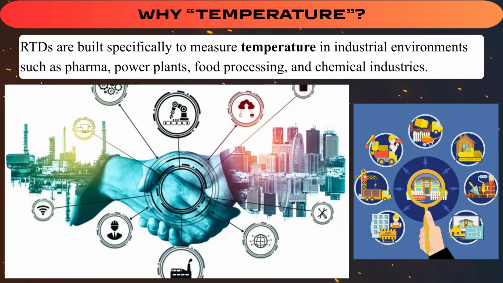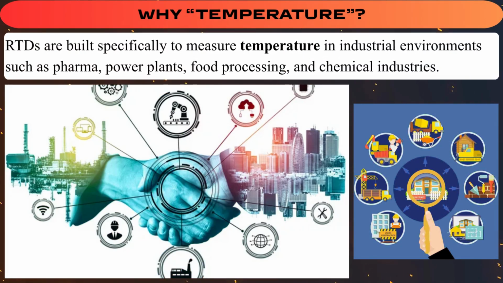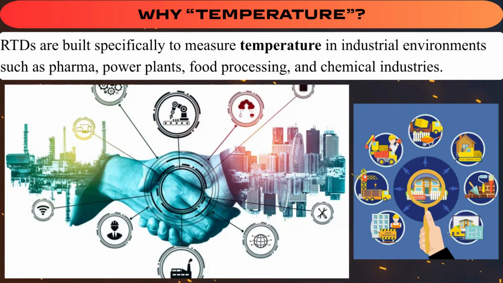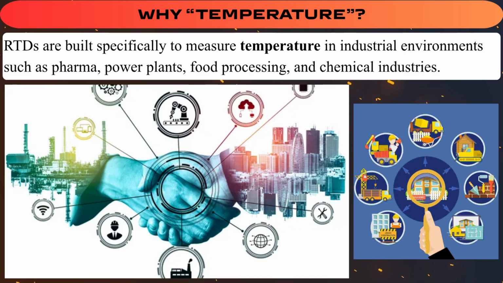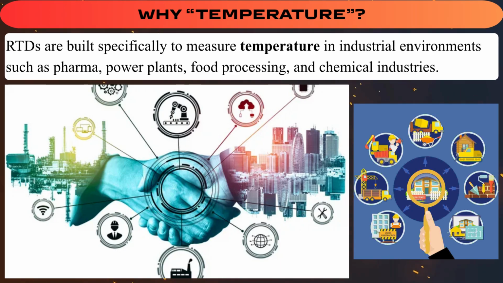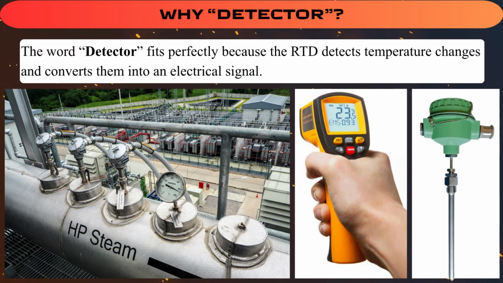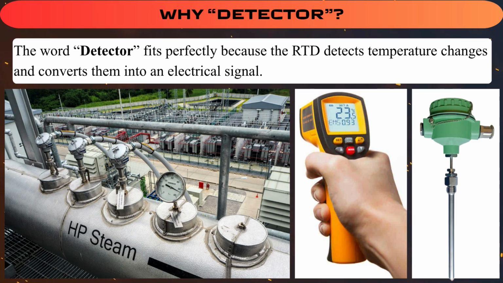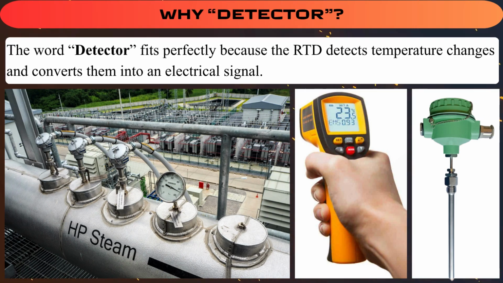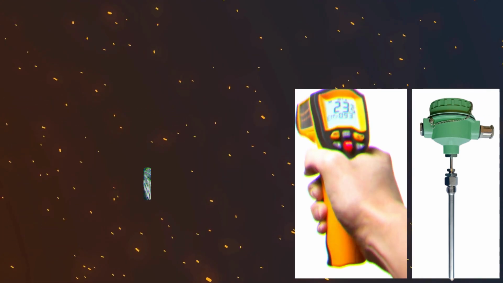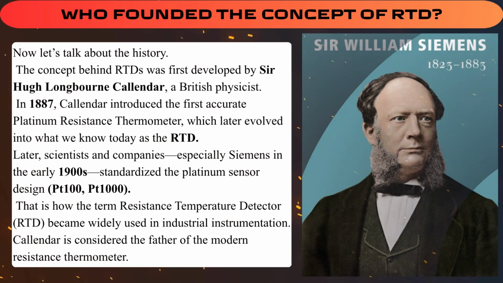Why temperature? RTDs are built specifically to measure temperature in industrial environments such as pharma, power plants, food processing, and chemical industries. Why detector? The word detector fits perfectly because the RTD detects temperature changes and converts them into an electrical signal. Who founded the concept of RTD?